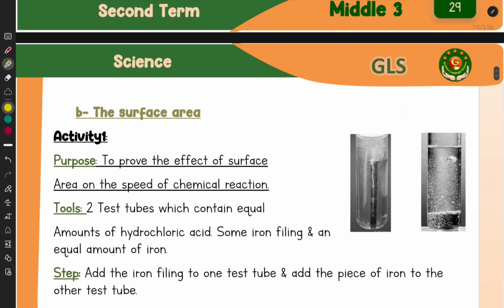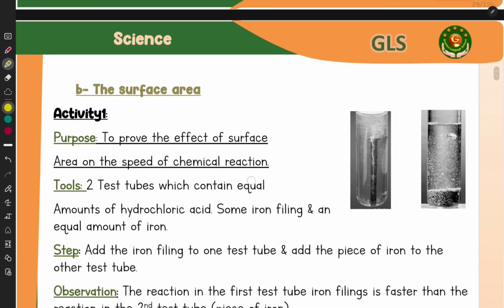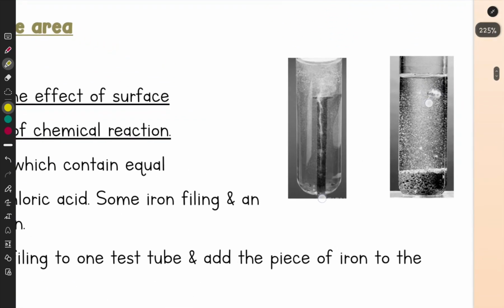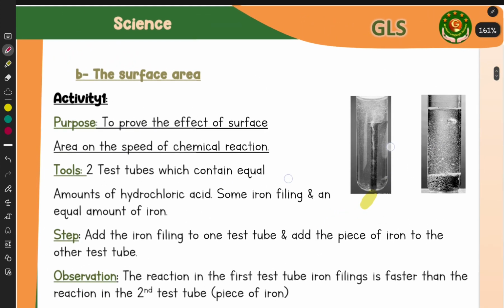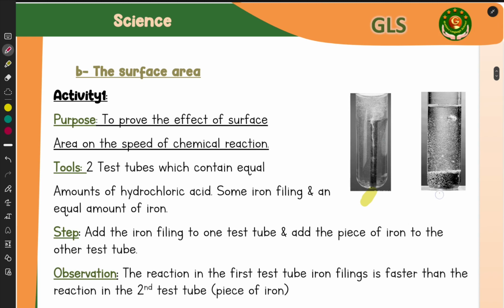Okay, the surface area. Of course, the surface area is very important. Here we have two tubes. Both of them have hydrochloric acid, but in one we have a rod of iron, and in the other we have the same mass of iron, but it's iron filings. What is the difference between them? Of course, the reaction will happen faster in the tube with iron filings, which has more surface area.